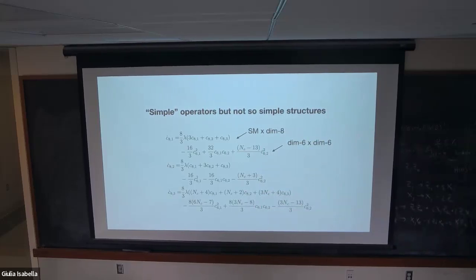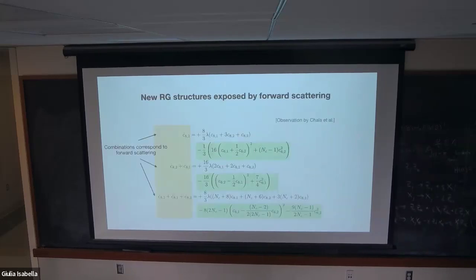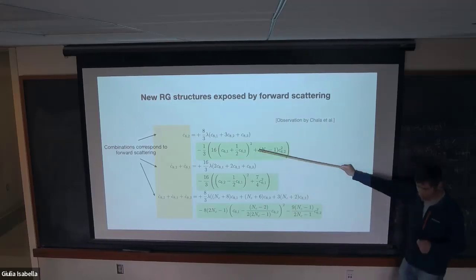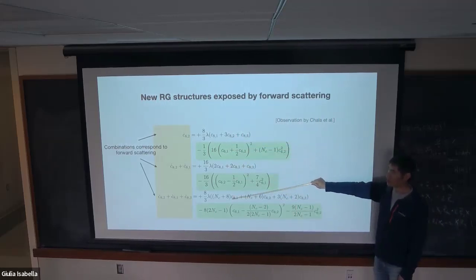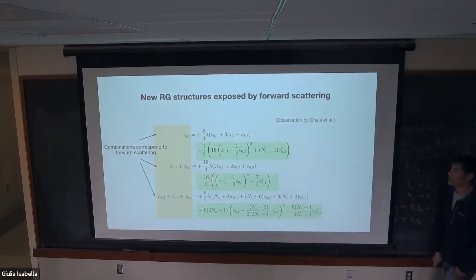But now let's rearrange these operators a little bit, according to the process you can measure in the forward limit. By forward limit, I mean the initial and final states are the same, where the usual minus t variable goes to 0. So now I'm just doing a combination of the same operators I have: C2, C1 plus C2, C2 plus C1 plus C3.